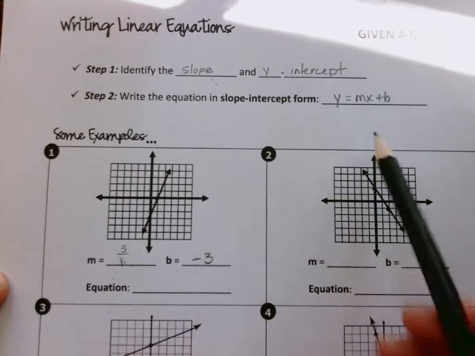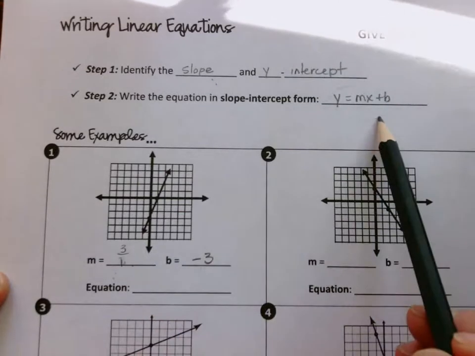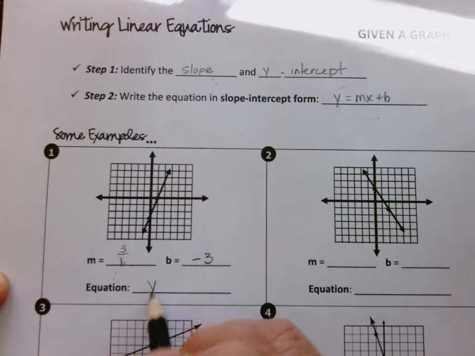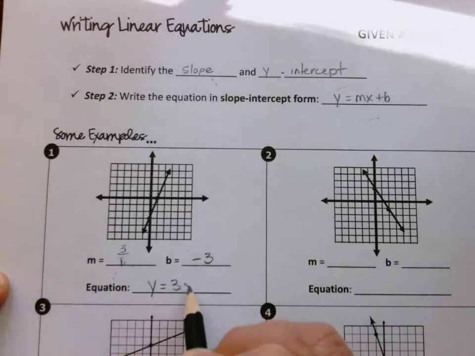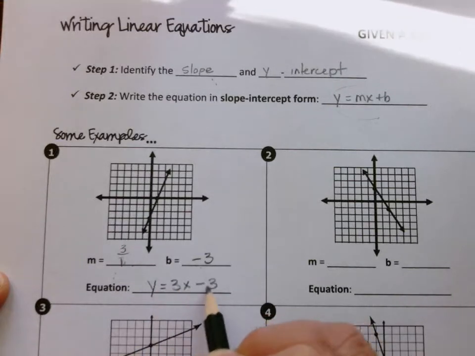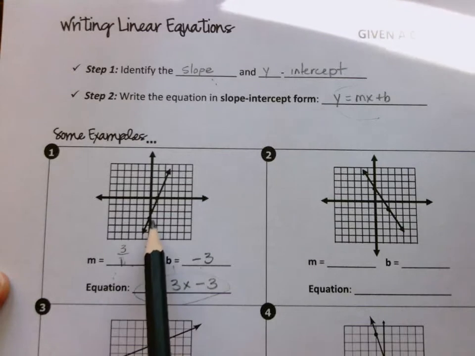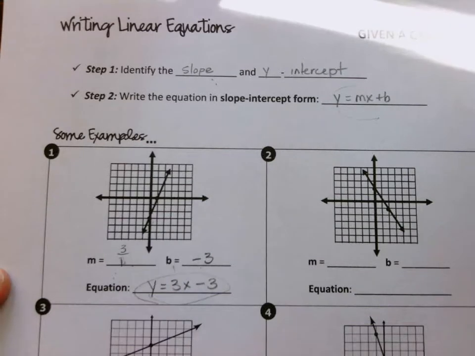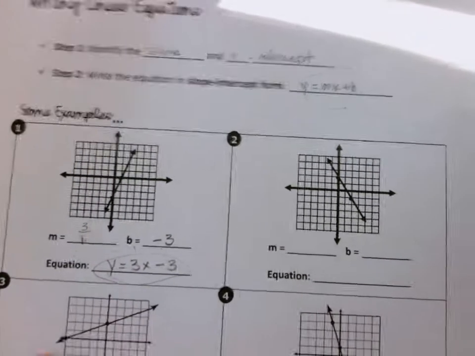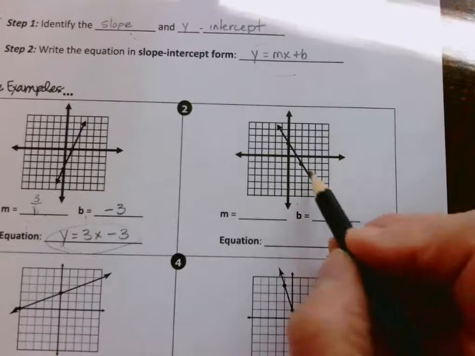And now I can just use this y equals mx plus b. And there's the equation of my line. Now, one of the things you can do is you can take your calculator and put that in y1 and graph it, and you should see a picture that looks like that. So you always have a way of checking your work. Let's do number 2 together.